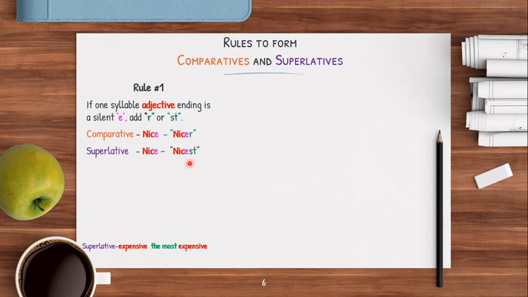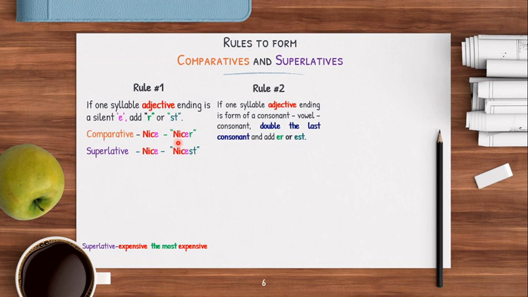And if we want to make it a superlative, we just simply add st and it becomes nicest. So that's rule number 1. Everything is there with color so you can easily understand this. So let's move on. Rule number 2.